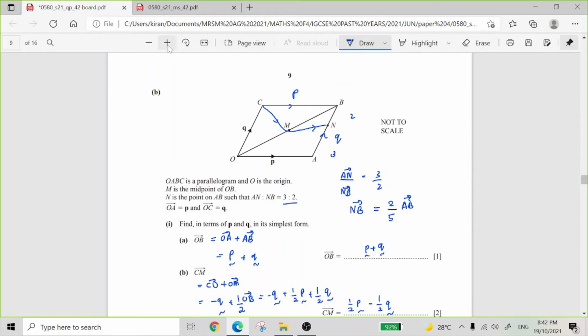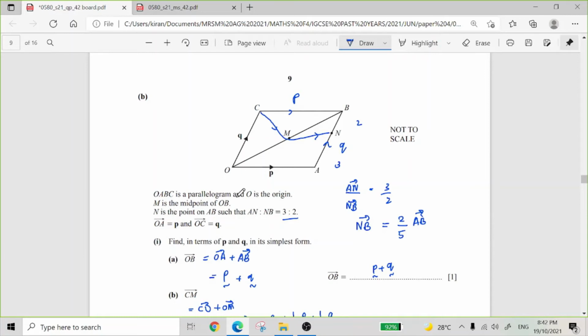OABC is a parallelogram, and O is the origin. So the origin is (0, 0). And then M is the midpoint of OB, and N is the point on AB such that AN to NB is 3 to 2. So this has a ratio of 3 to 2. And given that the vector OA is equal to p and the vector OC is equal to q.